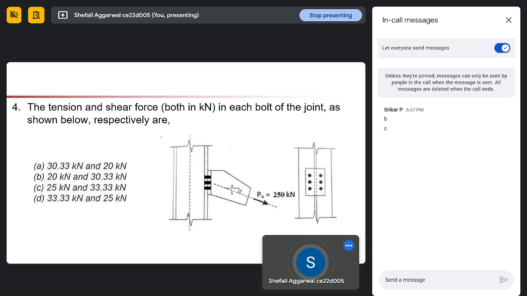Next question is, the tension and shear force in each bolt of the joint as shown below respectively are. So this is our bolted connection given and our load applied is 250 kilonewton. So we have to calculate tensile and shear forces. I will give you 2 minutes. You try to calculate, then we'll solve the sum.